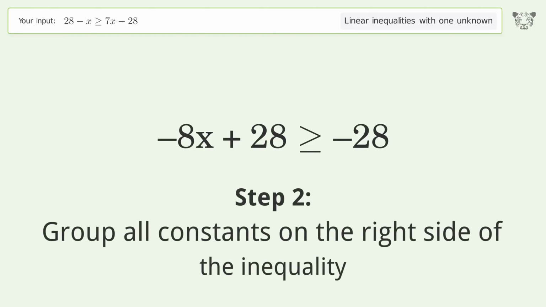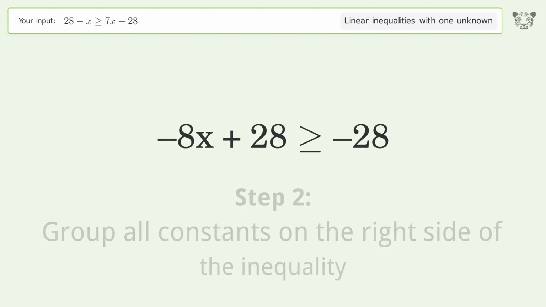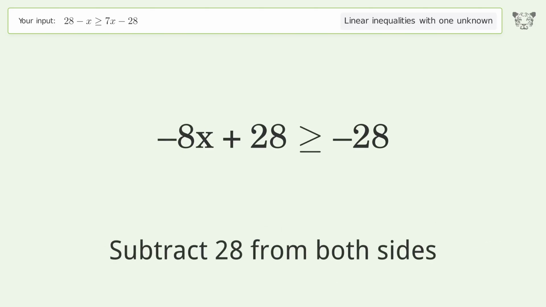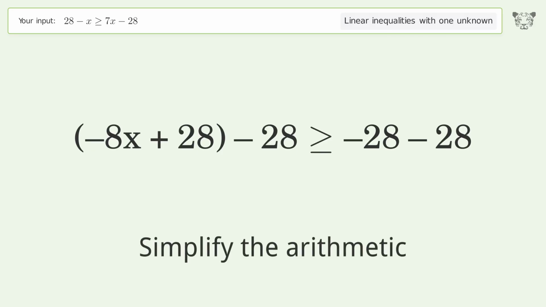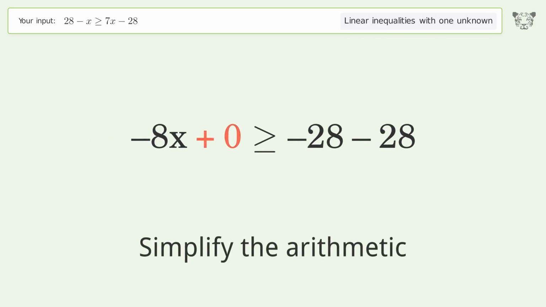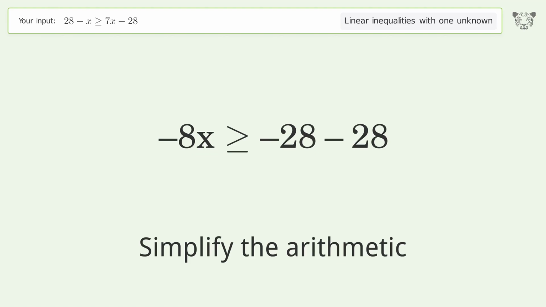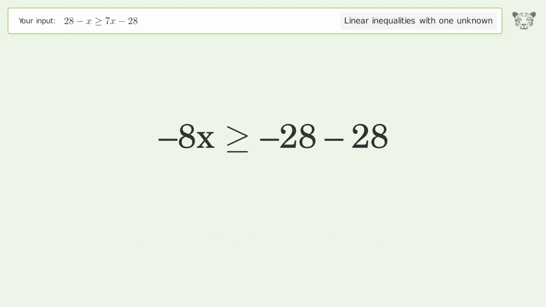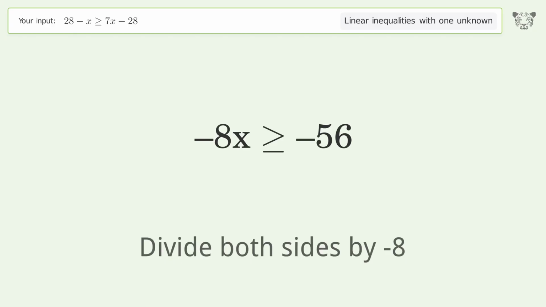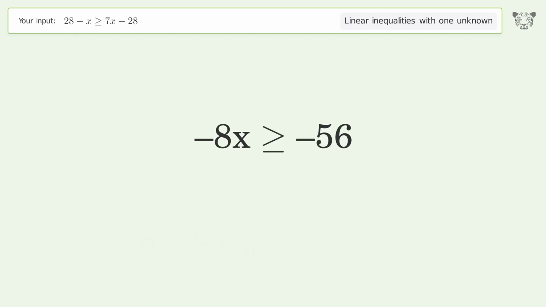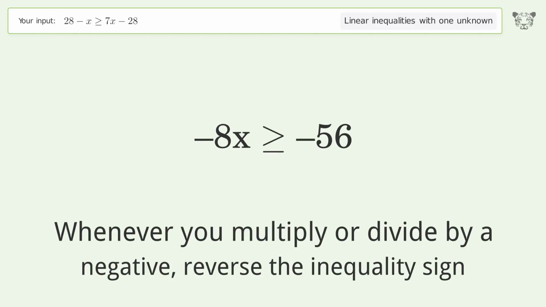Group all constants on the right side of the inequality. Subtract 28 from both sides. Simplify the arithmetic. Isolate the x. Divide both sides by -8. Whenever you multiply or divide by a negative, reverse the inequality sign.